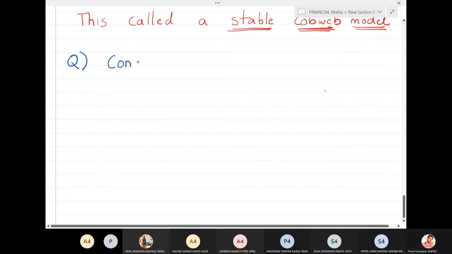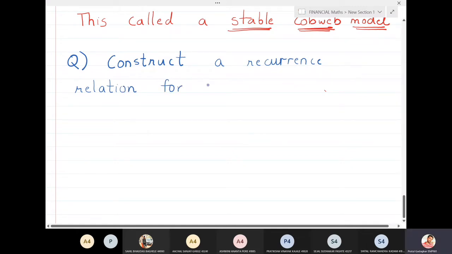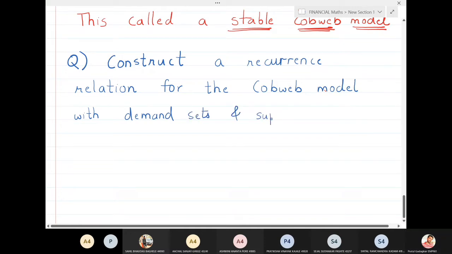Construct a recurrence relation for the Cobweb model, with demand sets and supply sets as follows.